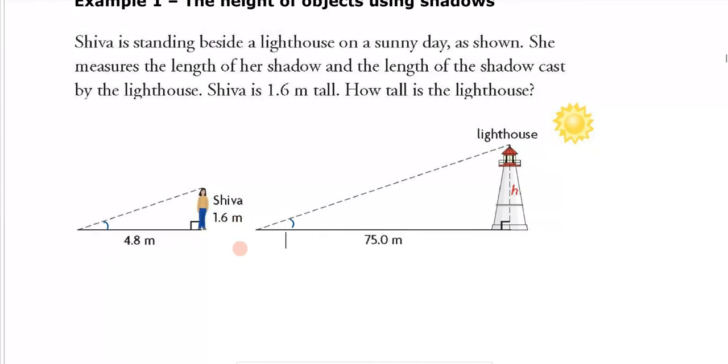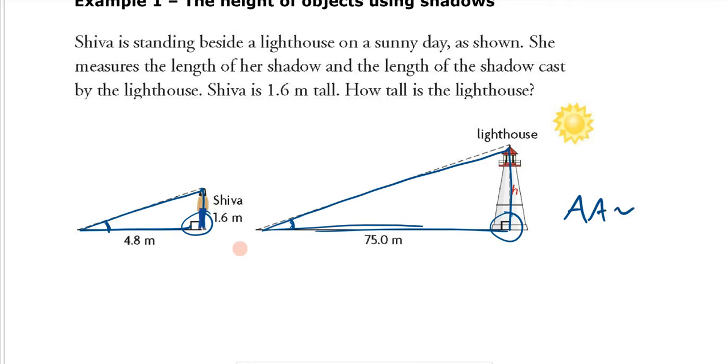So you see here are two similar triangles. We have one triangle here for Shiva and one triangle here for the lighthouse. And you have two common angles, a 90-degree angle here and here. So those are corresponding angles. And the angle that the sun makes with the ground with any object at any time of day is going to be the same angle for both Shiva's shadow and the lighthouse's shadow. So with two corresponding angles, we know that the two triangles are similar.